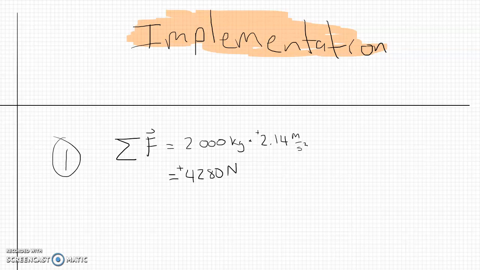All right, so this is a pretty straightforward calculation. We have our 2,000 kilograms. That's the mass of the truck. We have the acceleration of the truck. And when I do the calculations, I end up with 4,280 newtons. And again, that's in a positive direction because the object is accelerating in the positive direction and therefore must have a net force in the positive direction.